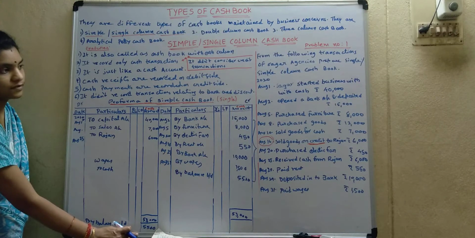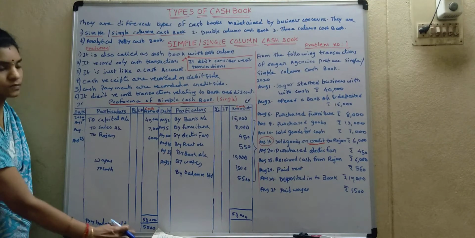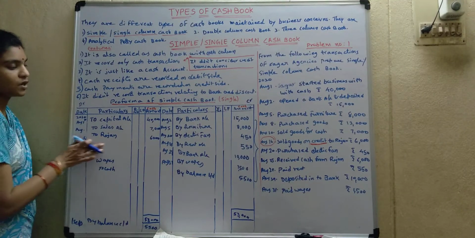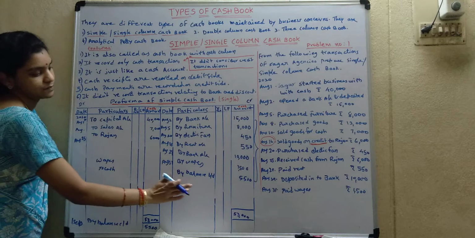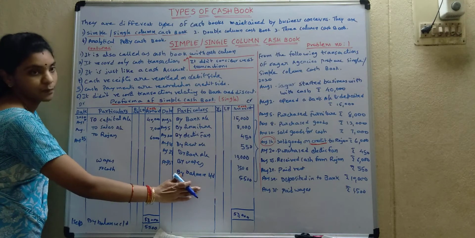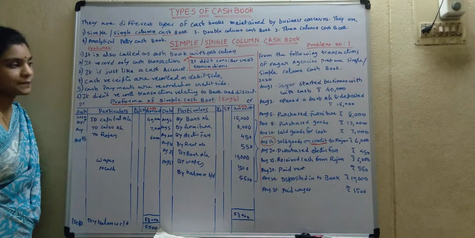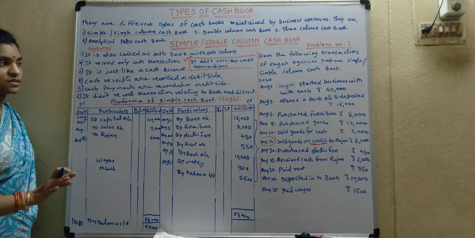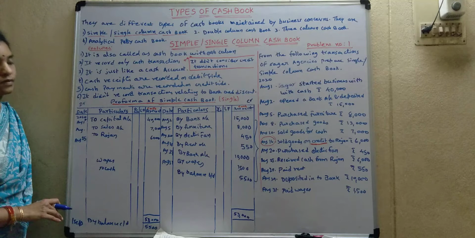Okay? Did you understand? Any doubts? Okay, we just record receipts on this side and expenses, or payments, on this side. Okay, we didn't consider credit transactions. Okay.